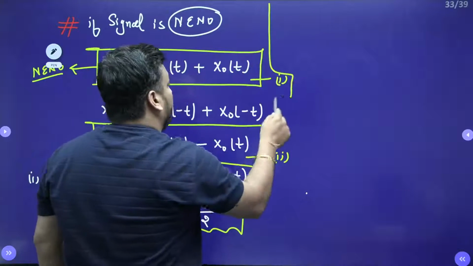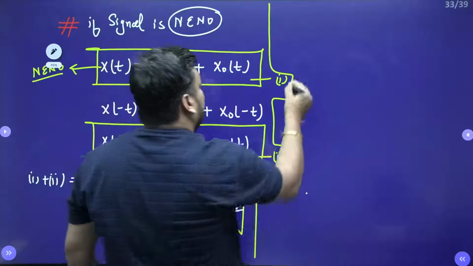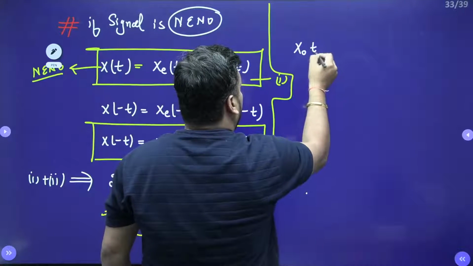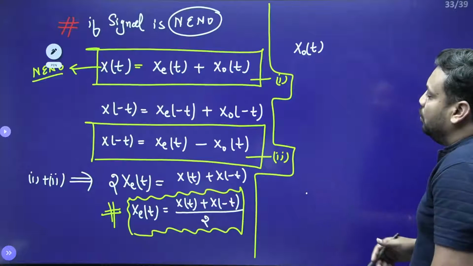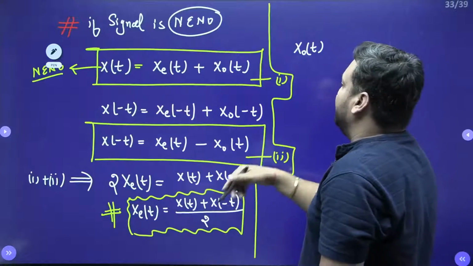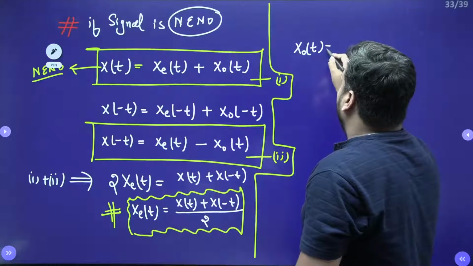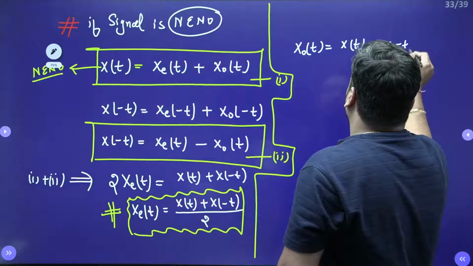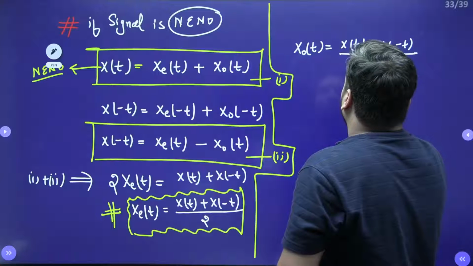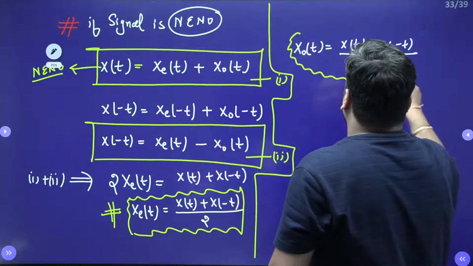Yeah, x even component. Similarly, can you also find the x odd component of t? If you subtract equation number 1 minus 2, then ultimately the even part cancels out and you will get the odd component of t, similarly as x(t) minus x(-t) upon 2. I hope this part is crystal clear to you.